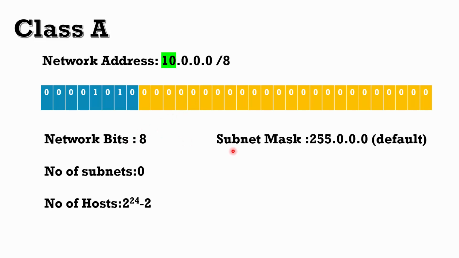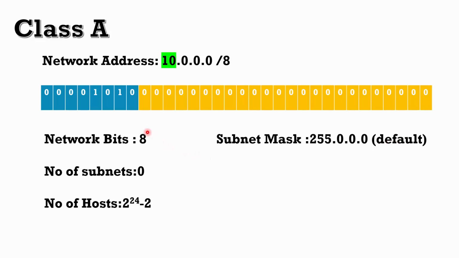So if we consider the network mask, how we calculate the network mask is we have to turn all the network bits into ones and then we have to take its decimal value. So here I have 8 network bits. Therefore, if I turn all those 8 bits into ones, I have the decimal value 255. So the subnet mask in this case is 255.0.0.0. That means the default subnet mask of the class A network.